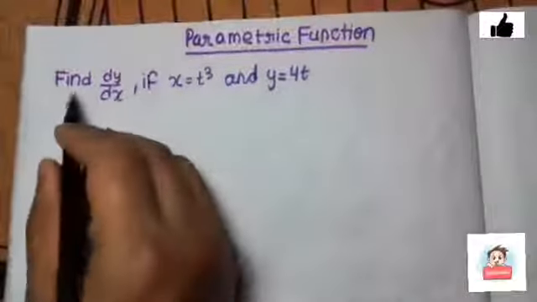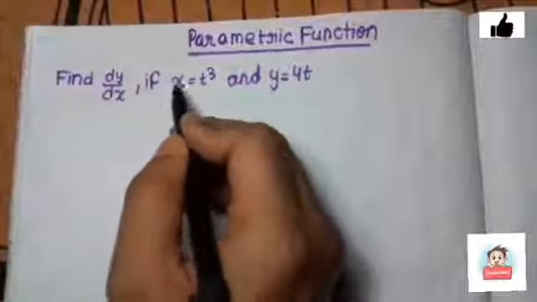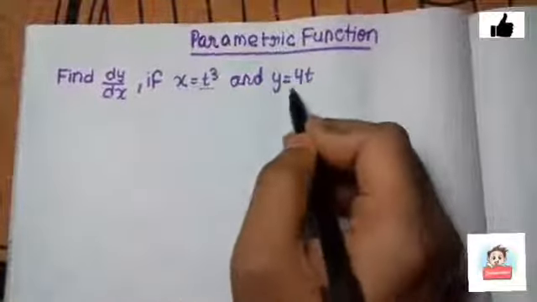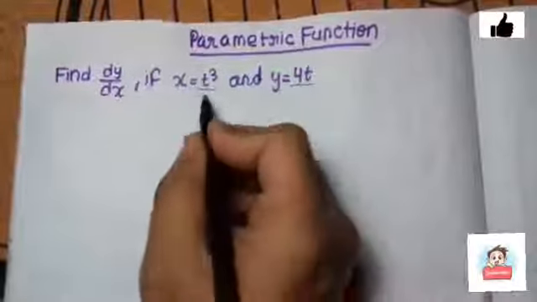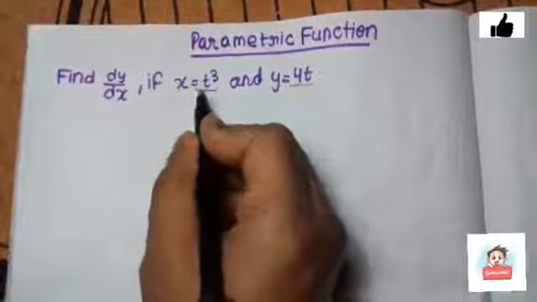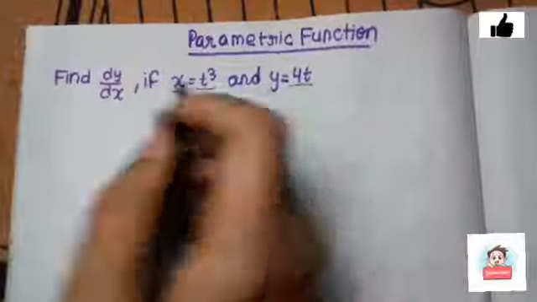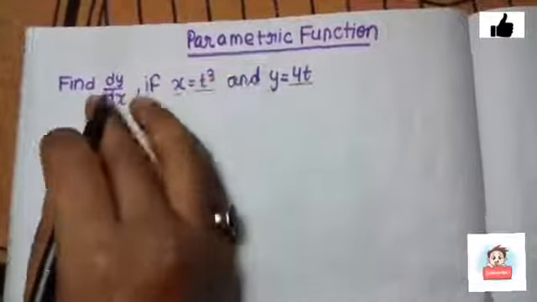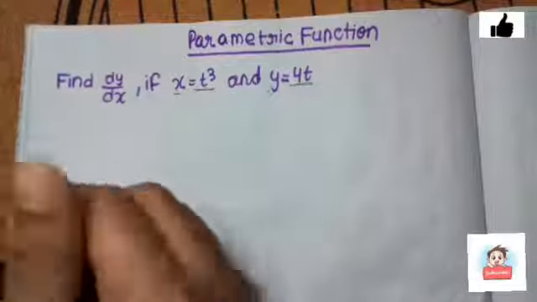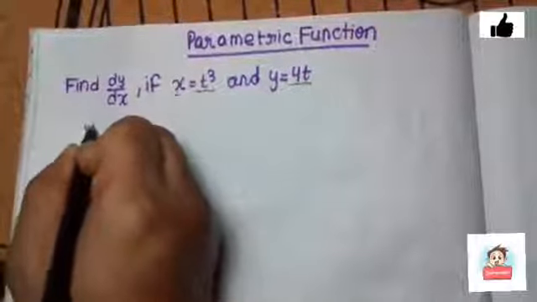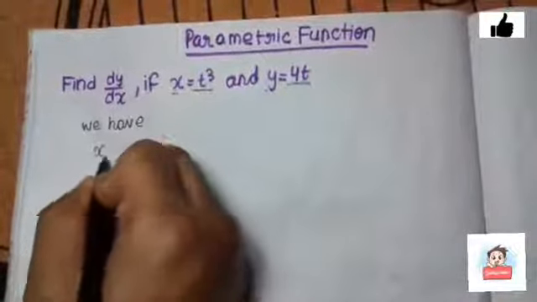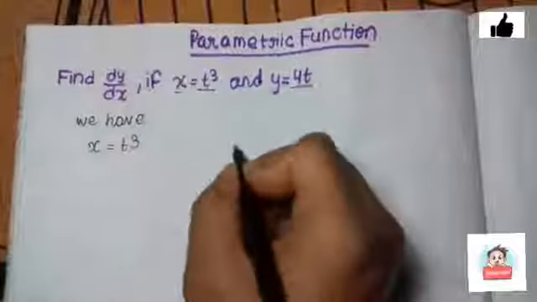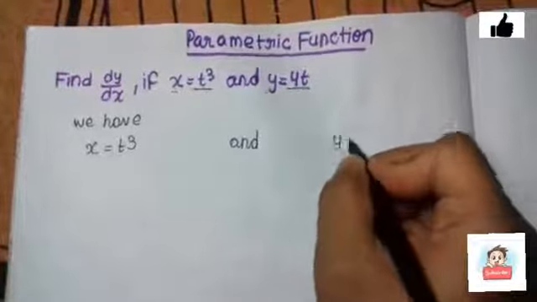So the question says find dy by dx if x equals t cubed and y equals 4t. Don't be afraid seeing this, because it is very clear that we need to differentiate this one with respect to x and this one with respect to y, and at the end we're going to cross multiply to find dy by dx. So first we will write, we have x equals t cubed and y equals 4t.